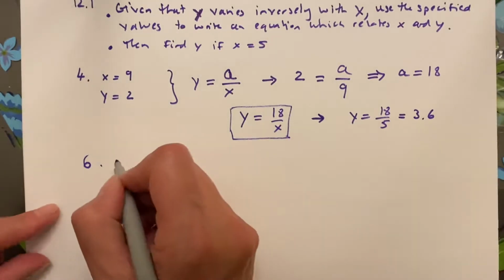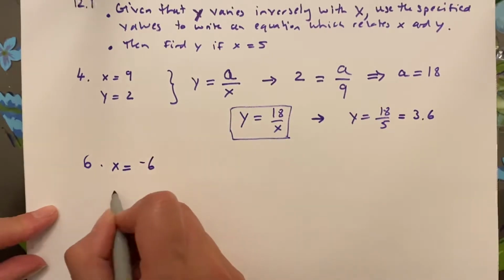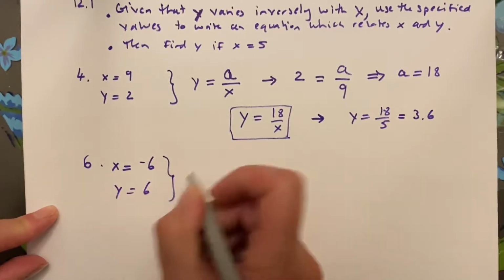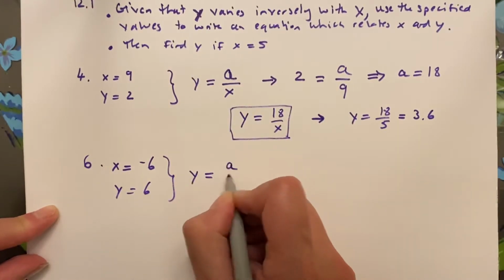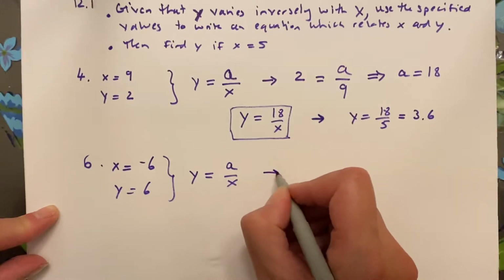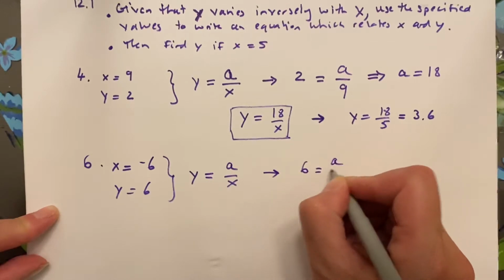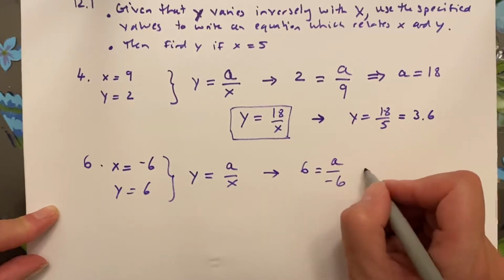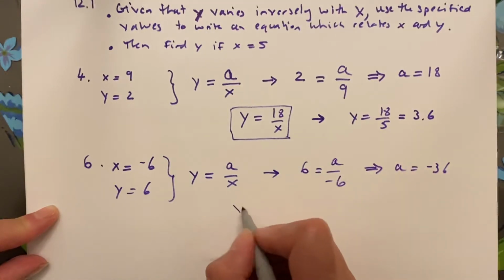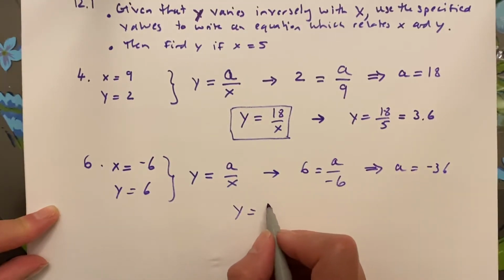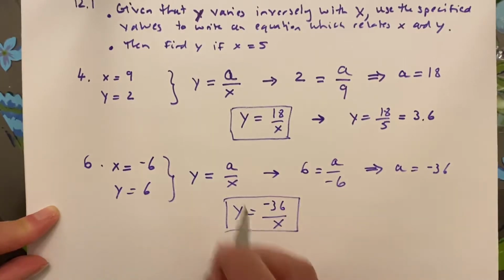All right, let's do 6. X equals -6, and y equals 6. Again, given that y varies inversely with x, that means our governing equation is y equals a over x. I'm going to substitute my y and x values in, so I get 6 equals a over -6. When I solve for a, I get a equals -36. So my equation is y equals -36 over x, which is again the first half.